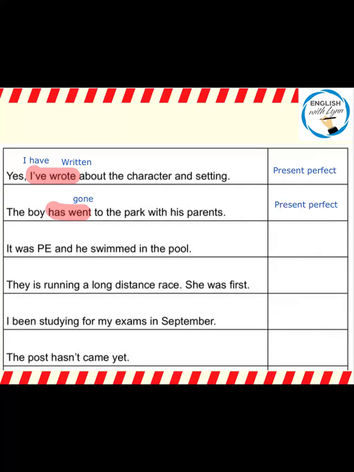Now, the next part is an error that I see with the younger children in particular, and it is forming the verb incorrectly. So the bit that we need to look at here, it was PE and he swimmed in the pool. He didn't swimmed. This is the error. It's the way that the verb has formed, and it needs to be he swam in the pool. Okay.